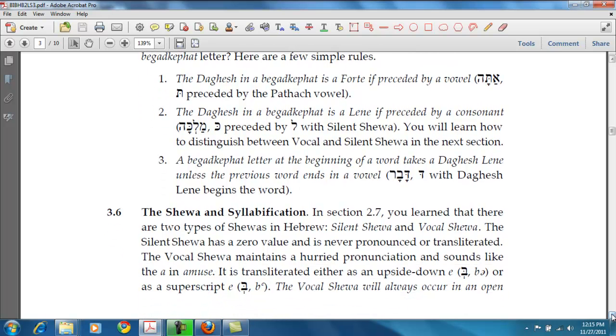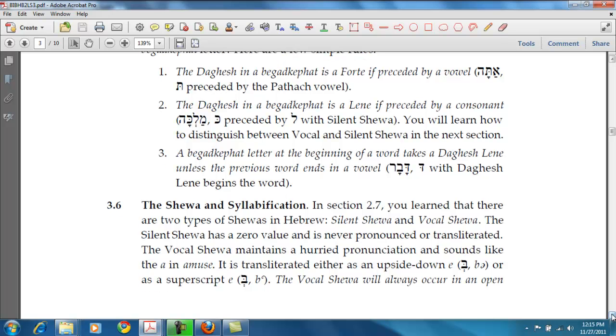Okay, let's go ahead and go into the shva and syllabification. In section 2.7, you've learned that there are two types of shvas in Hebrew. There is silent shva and there's vocal shva.